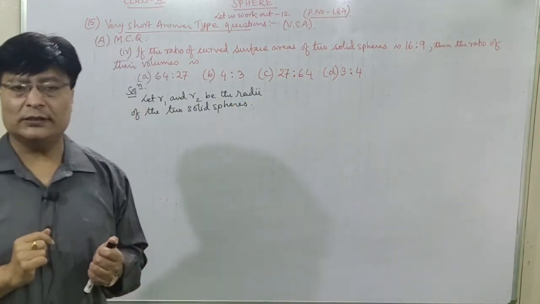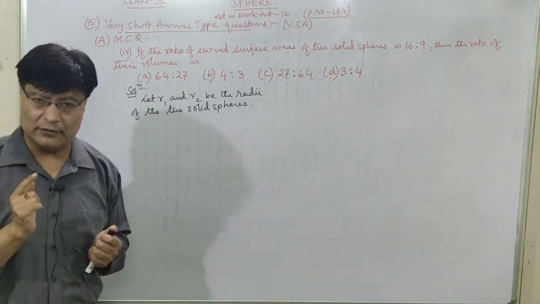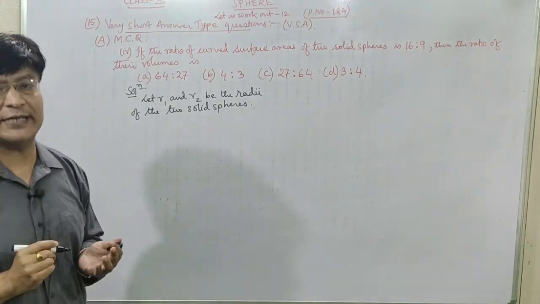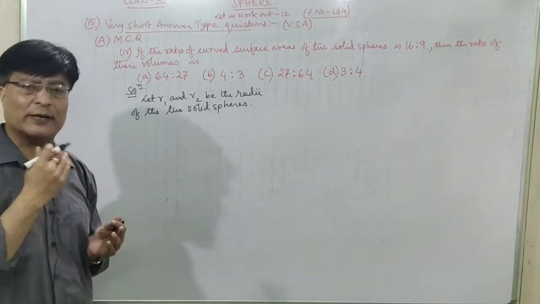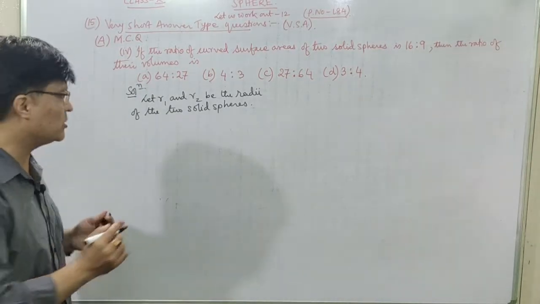Now in the question, ratio of their curved surface areas is given. That's why you have to write down the formula for curved surface area. First, the curved surface area of the first sphere as well as the curved surface area of the second sphere.